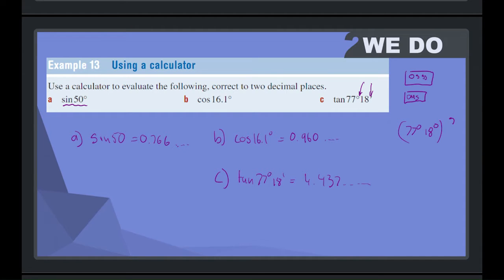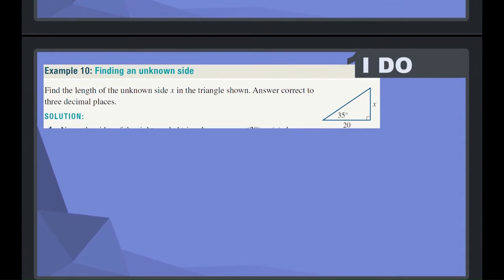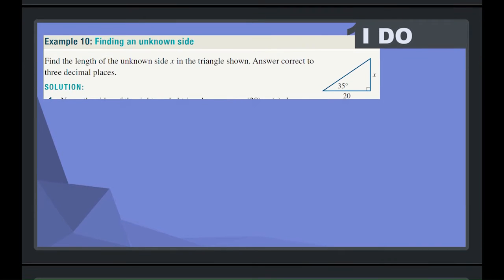Let's get some triangles involved now. It's a good idea to label the sides that we're interested in. Don't forget, we're still writing this on our pages that we're working on. In this case, we have O and A. So we're going to be dealing with tan. So I'm going to write down the trigonometric ratio. Remember, that was the first step in our success criteria.